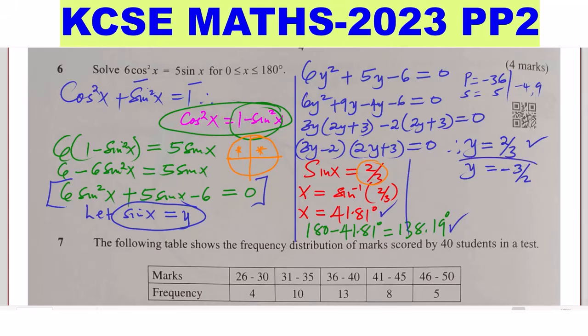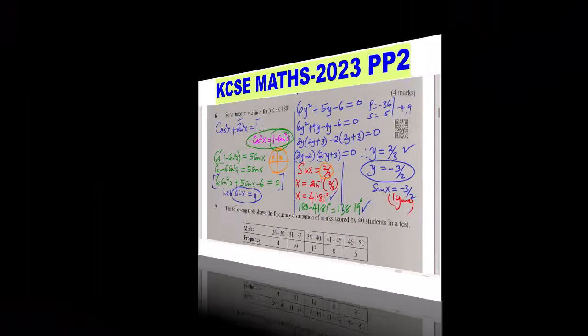Now the other one is this. Y is equal to -3/2. We substitute y, since y was sine x. So sine x is equal to -3/2, which is the same as -1.5. For this one, you're going to ignore it, since it is not possible to get the sine inverse of -3/2. Therefore we get the two answers. The two values of x for this question are 41.81 and 138.19, and they are within the given range.